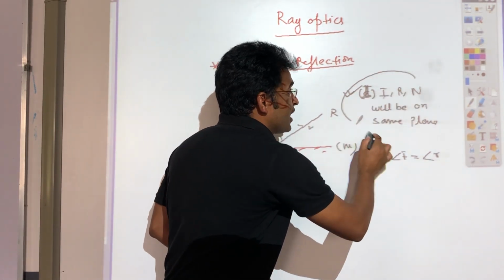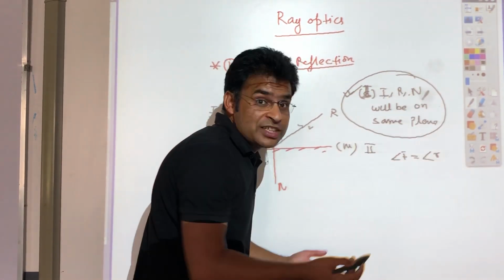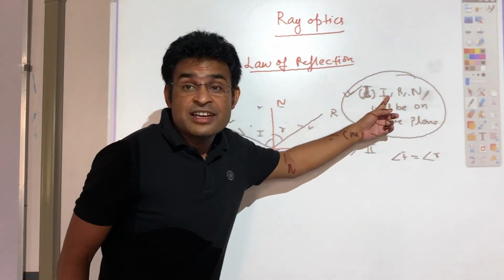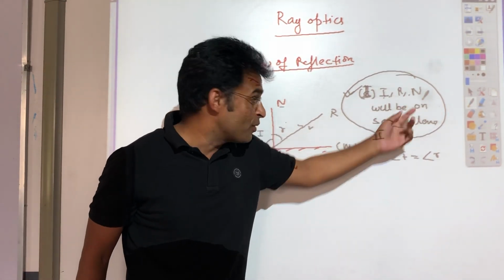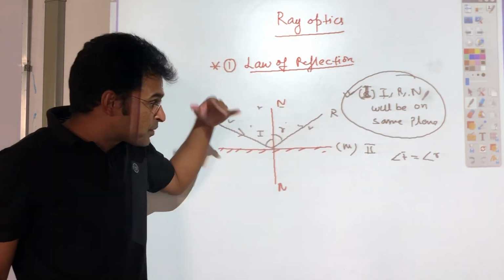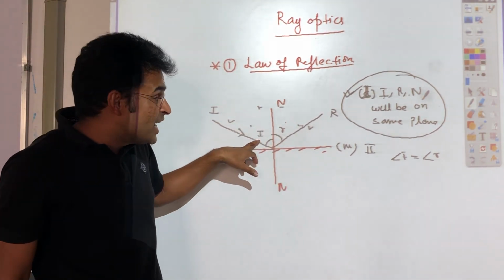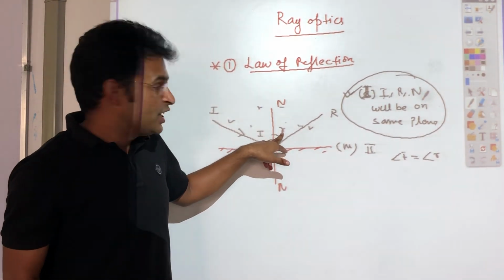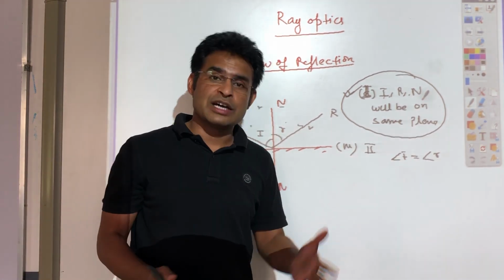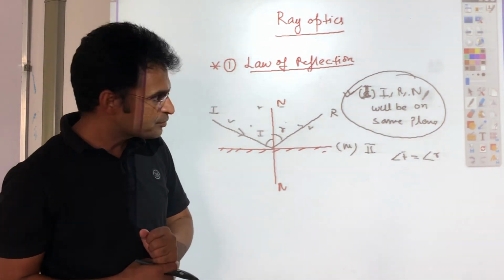So what is the first law of reflection? The first law of reflection is I, R and N. What is I, R and N? I is the incident ray, R is the reflected ray, and N is the normal. So they will be on the same plane. And second, the angle of incidence should be equal to the angle of reflection. So i is equal to r. So this is the law of reflection.